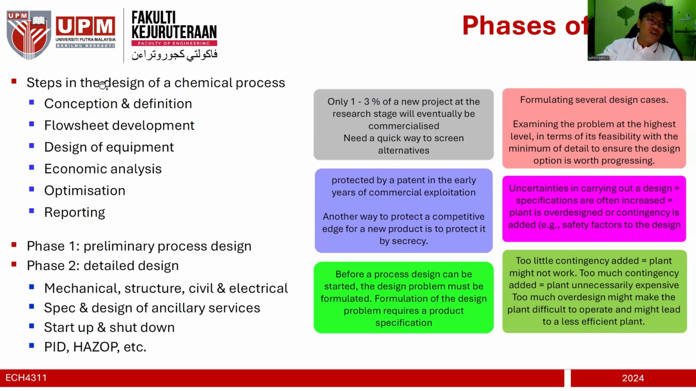But this one, as you can see on your left here, is a step in the design of a chemical process. It's the same thing I mentioned in the project management system, so it's good to refer back. It begins with the conception and definition. You try to frame what the process is, and then you deal with the flow sheet development: create a block flow diagram, a process flow diagram, then design equipment, and then you do economic analysis. You want to see whether it's going to give a high ROI, what the capex is, what the operating cost is, and then you do optimization and then you report.